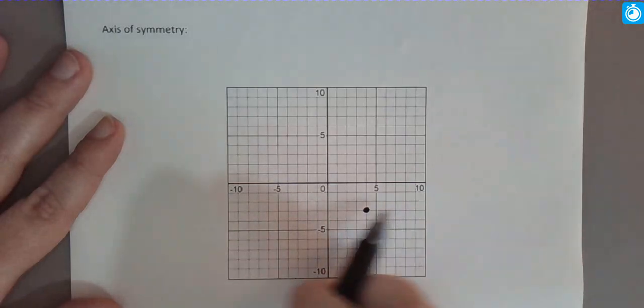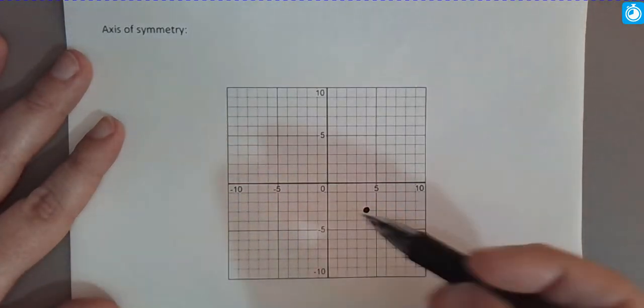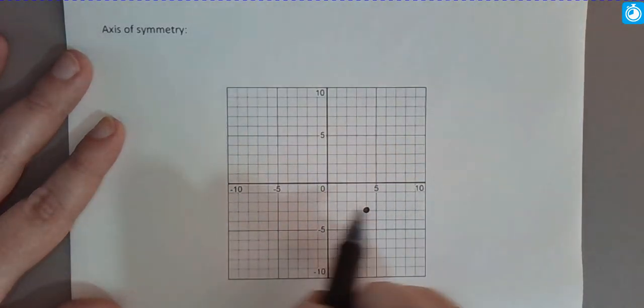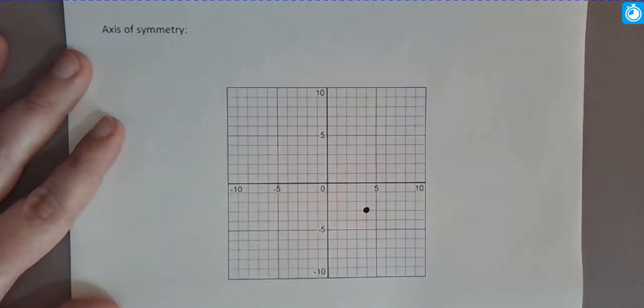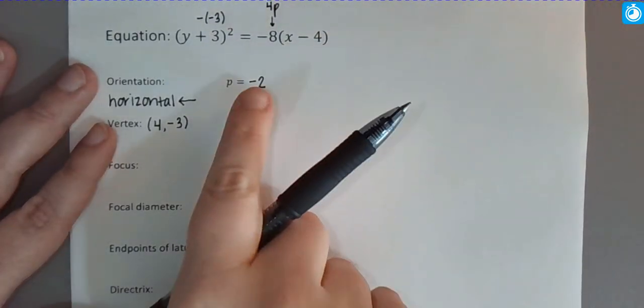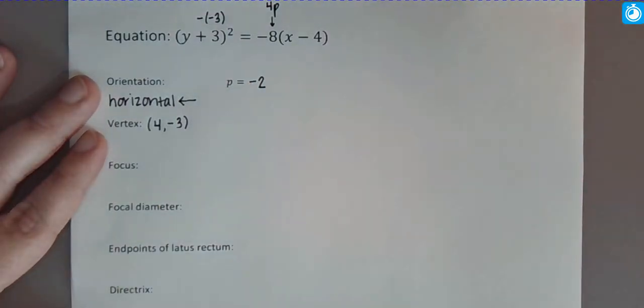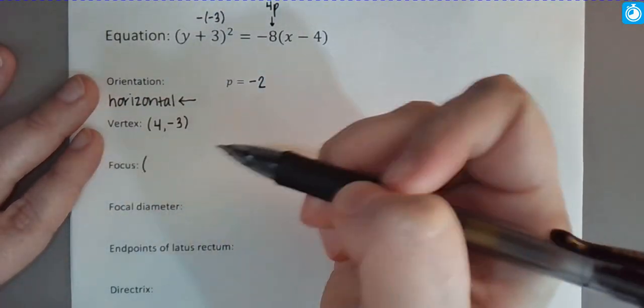It's opening to the left, which means the focus is going to be to the left of the vertex. So it's going to be along the same grid line at negative 3, but it's going to be to the left of that. So how would we take something that stays at negative 3 and move it to the left? We have to change the x-coordinate. So we're adjusting the x-coordinate by whatever the value of p is. Now notice p is already negative, so subtracting versus adding, we've already taken care of the signs because p is negative. So our focus, again, we're moving to the left of our vertex.